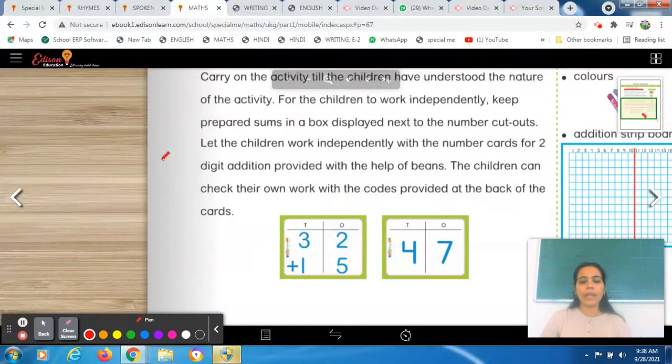So first of all, parents, you have to show them the number cutouts. Okay, so I am writing over here 3, 2, 2, 1. Okay, so these are the number cutouts you have to show to our kids. Then you have to place the addition cutout over here. Then ask the kids to solve this sum. Okay, so the student will solve the sum.